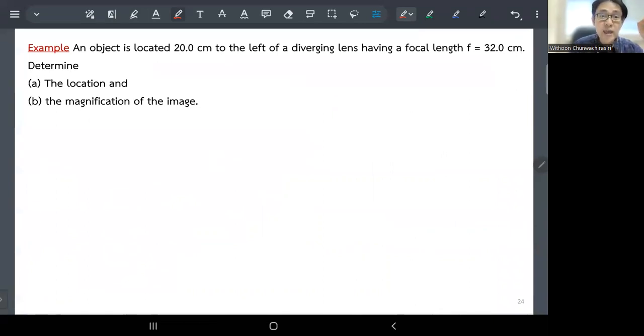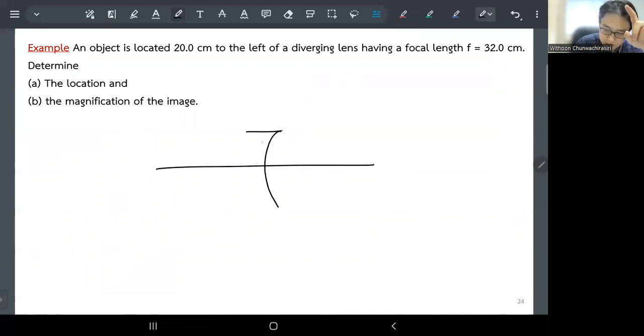An object is located 20 centimeters to the left of a diverging lens. All right, so let me draw that for you. You have a diverging lens. It can be any shape, but in general, you just draw the center to be thinner than the rim. Now its focal length is given to be 32 centimeters, but it's a diverging lens, guys.